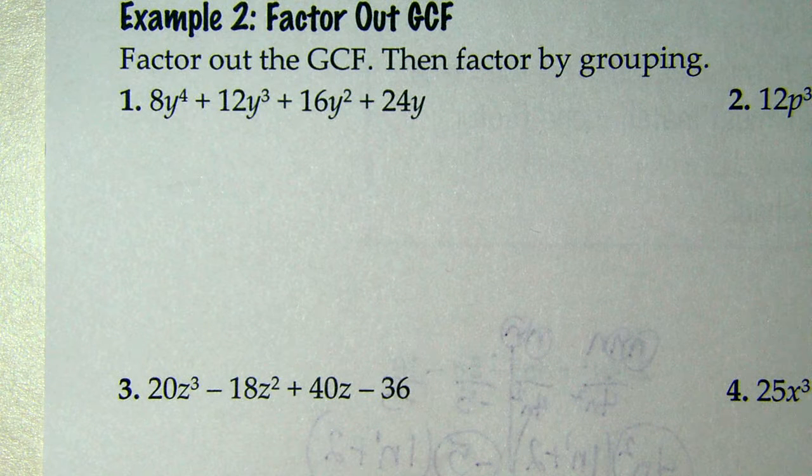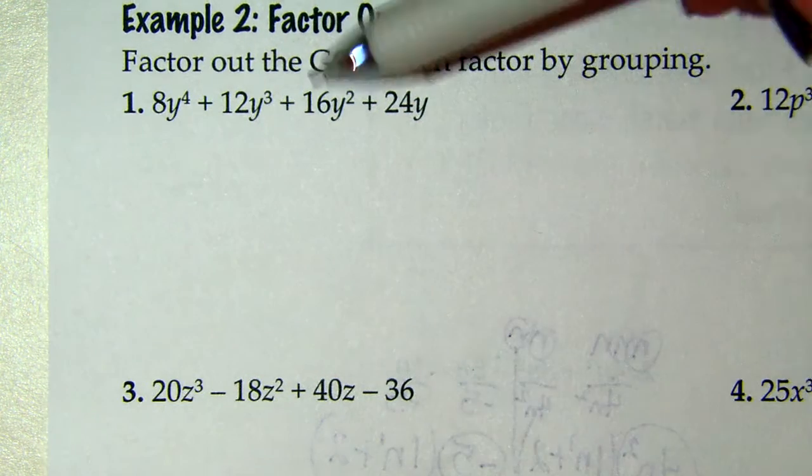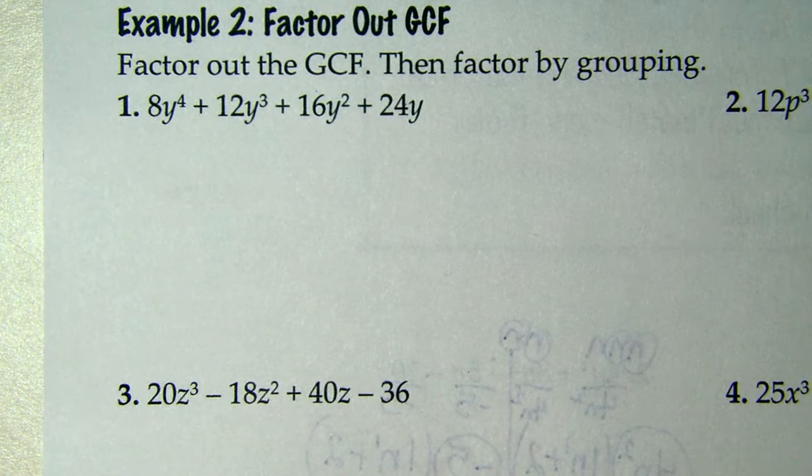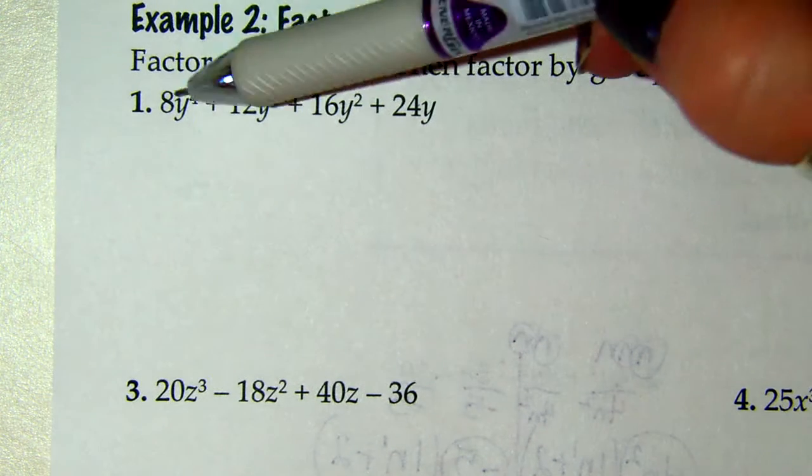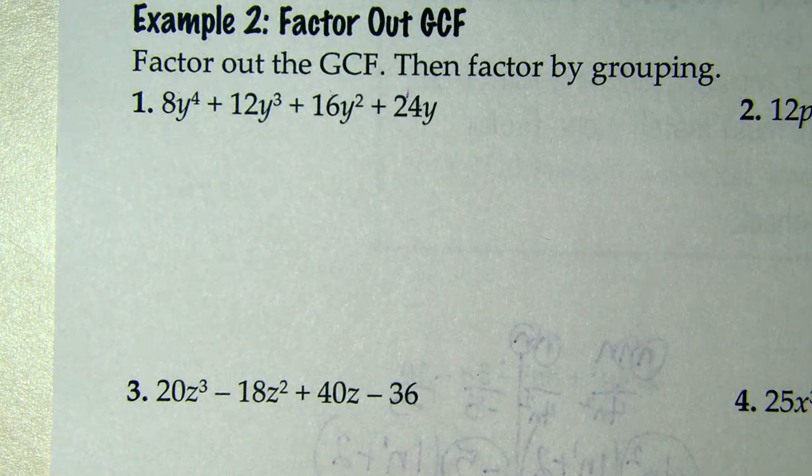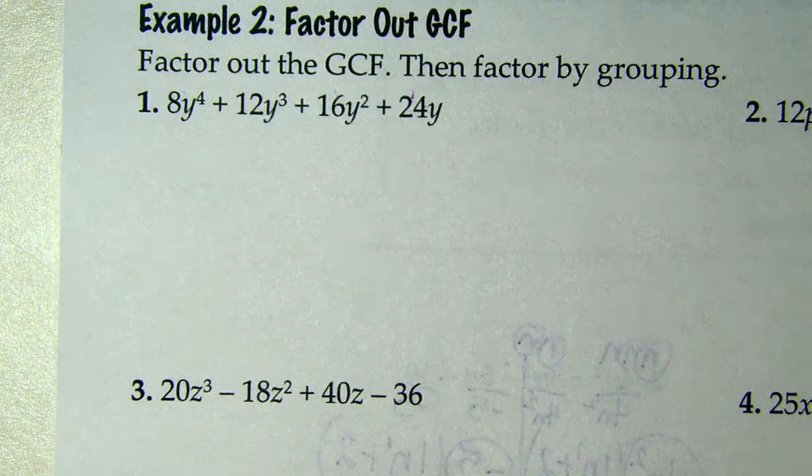So what number goes into 8, 12, 16, and 24 and is the biggest? So 2 goes into all of them because they're all even. But 4 also does. 4 goes into 8, 12, 16, and 24. And that is the biggest. So that's the GCF.